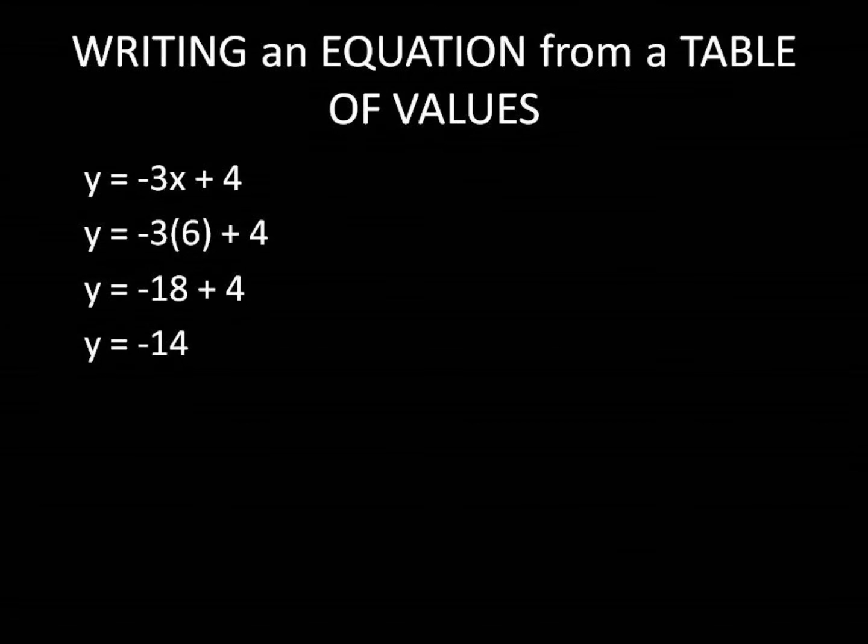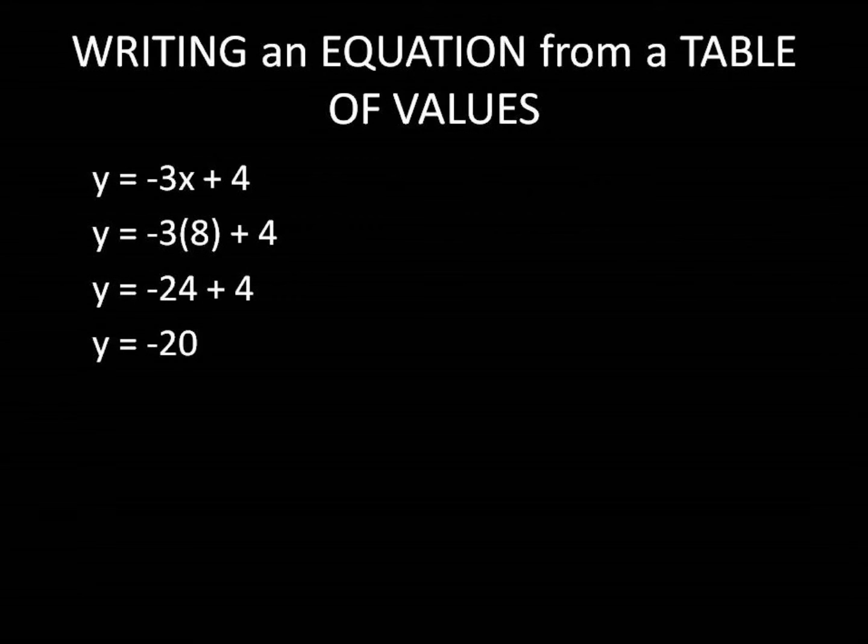Y equals a negative 3x plus 4. We plug in y equals a negative 3 times 6 plus 4 gives us y equals a negative 18 plus 4. Negative 18 plus 4 equals a negative 14. That's also true. Y equals a negative 3x plus 4 with the coordinates (8, -20). We then simplify to negative 3 times 8 plus 4 gives us a negative 24 plus 4, which gives us negative 20. That's also true.